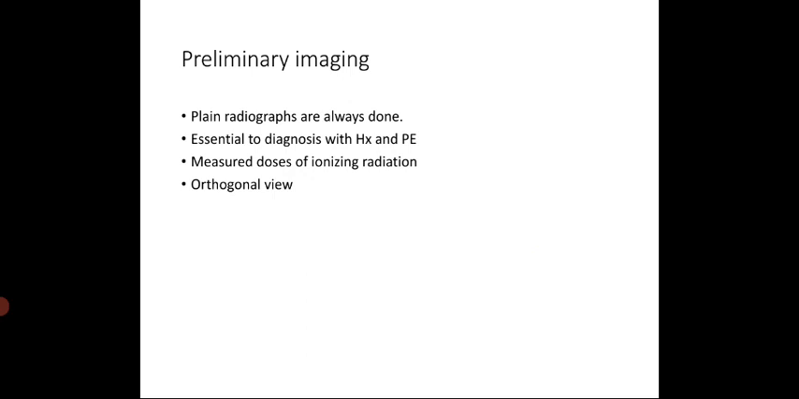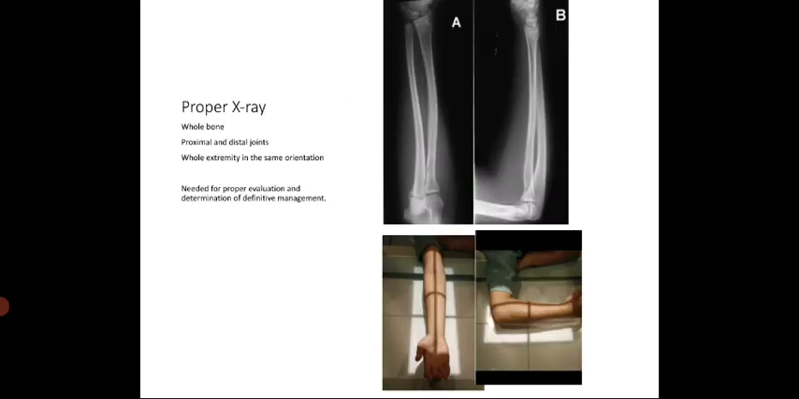After the special tests, we do the preliminary imaging. Plain radiographs are always done, so it's essential to diagnose along with the history and PE. So it's important to order orthogonal views for radiographs. What we mean by orthogonal is that the limb or the extremity is x-rayed on the anterior, and of course on the lateral aspect, so as to get a 3D view of the extremity or of the limb. So this is the characteristic of a proper x-ray. The whole bone is seen with the proximal and the distal joints, and the whole extremities in the same orientation.